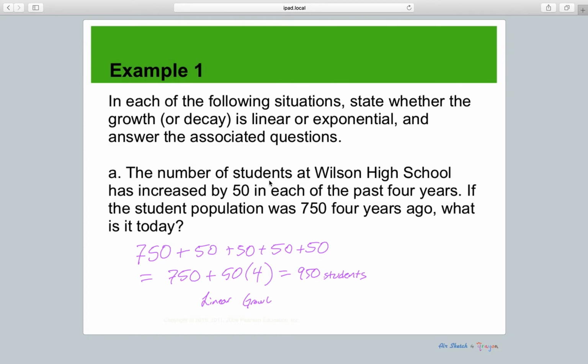So it's called linear because hopefully you notice that when I figured it out this way, it looks a lot like a linear equation, right? Which was the mx plus b model. But in our case, that kind of corresponds to 50 times the number of years plus the initial amount, 750. So it's called linear because it translates to a linear equation.